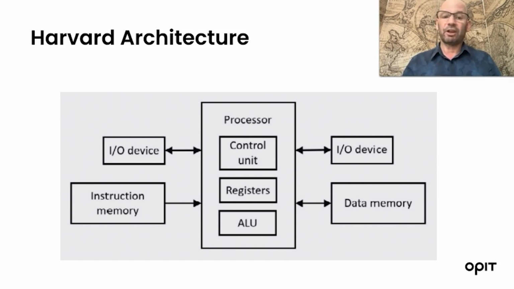Here's the Harvard architecture here, and you can see the difference, of course. At the center, we still have our CPU with our three components, our control unit, our registers, and our arithmetic logic unit. We still have our input-output devices. Of course, this varies depending on the type of system that's actually constructed. And then here we have our instruction memory. This is the main difference, our instruction memory and our data memory, so they're separate. So that's kind of the main difference between the von Neumann architecture and the Harvard architecture.